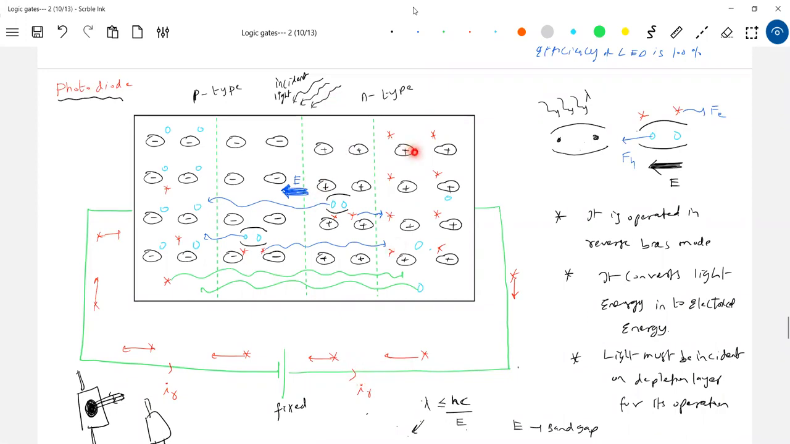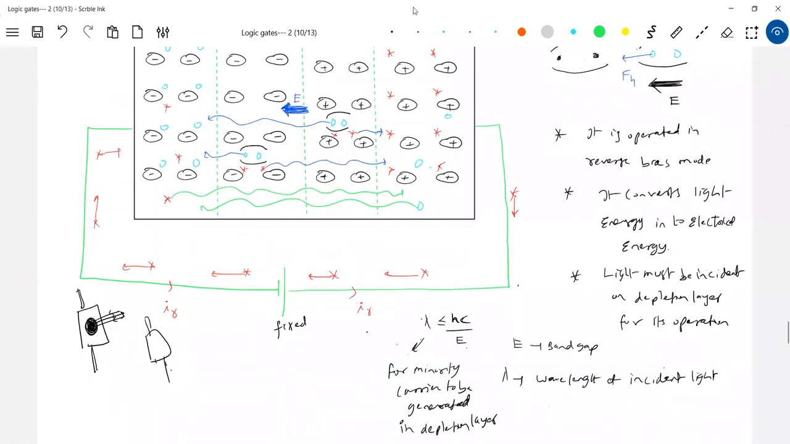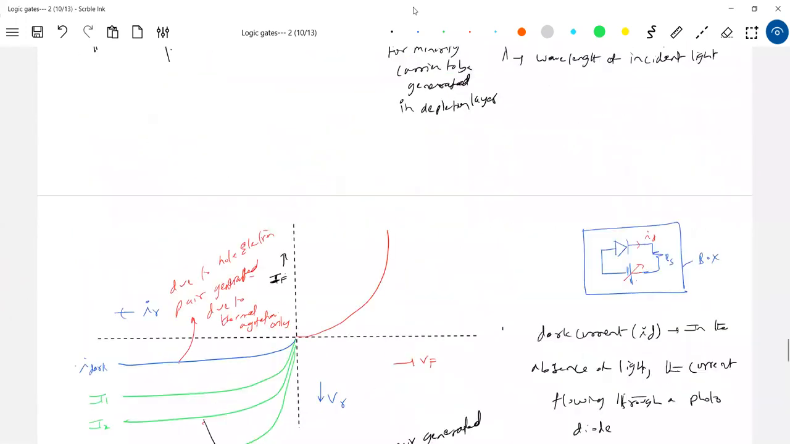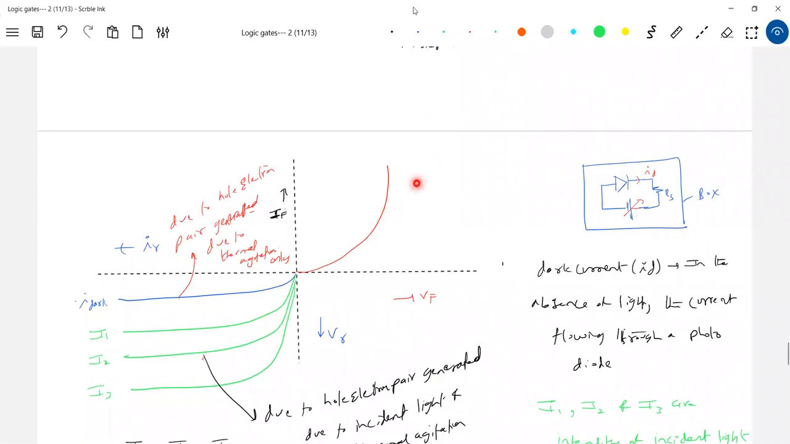The reason for that: the number of majority carriers crossing the junction will be far greater than the minority carrier current that is due to electron-hole pairs. So therefore, for a photodiode, what is a photodiode? It should detect light, no? Shall I use it in forward bias or reverse bias to detect light? If you use it in forward bias, though the intensity of light changes, the curve will be like this. So I'll put the explanation here.